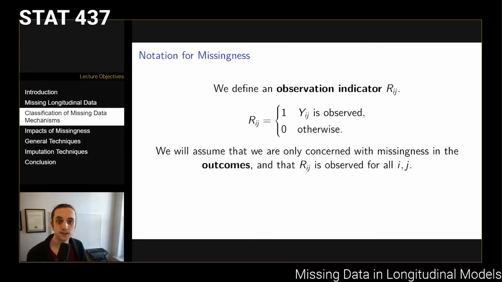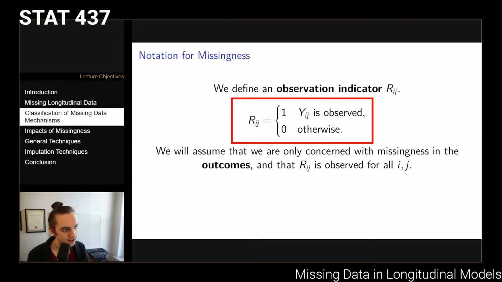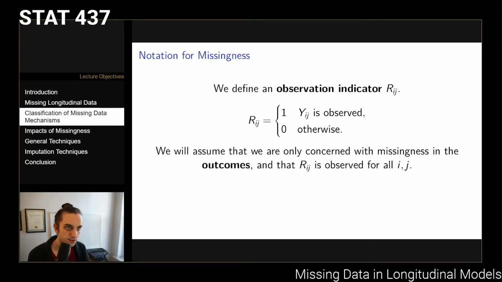So to do this, we're going to define some notation here. We take Rij to be an observation indicator. In particular, if we make the observation, so if Yij is observed, then we set Rij to be equal to 1. Otherwise, we set it to be 0. So we assume that we observe this for everyone at all time points, and it just says 1 if we did observe that value, 0 otherwise.